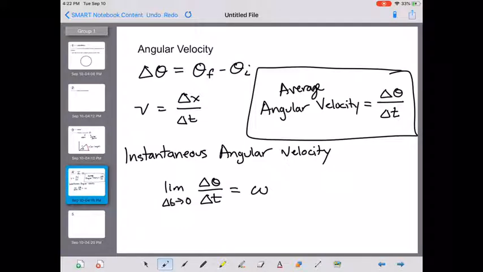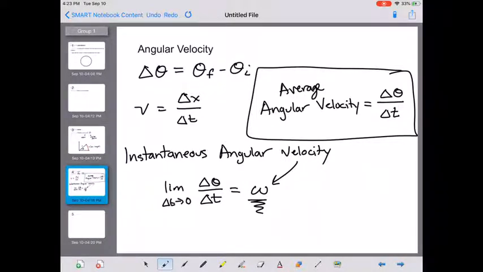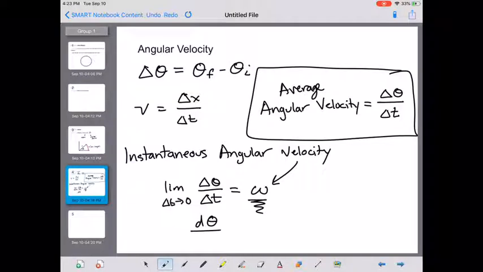Now this omega right here is what we're going to use to represent angular velocity. All right. Now, the limit as delta t goes to 0 of the change in theta over the change in time is simply equal to the derivative of the angular position with respect to time, which is equal to our angular velocity, omega.